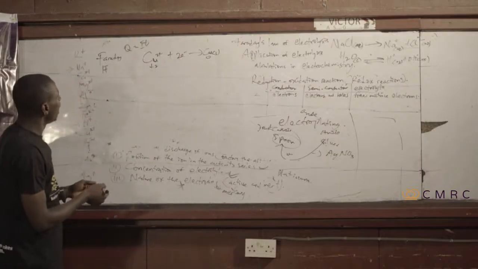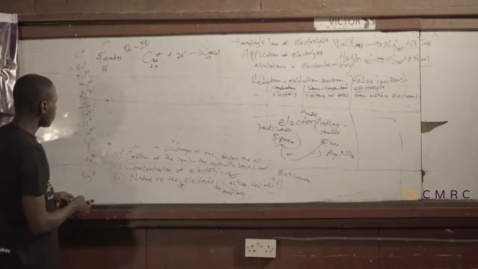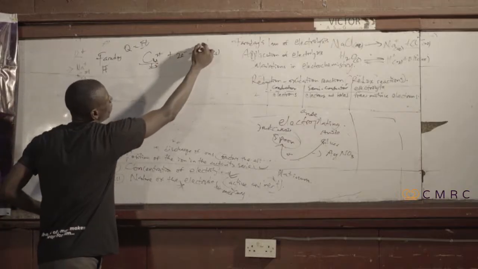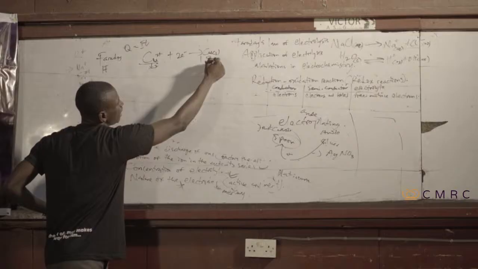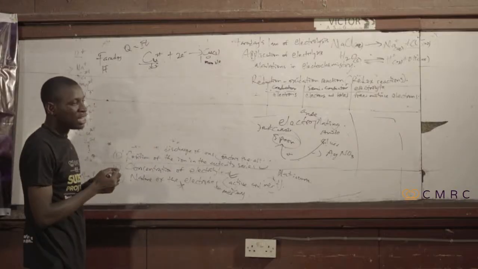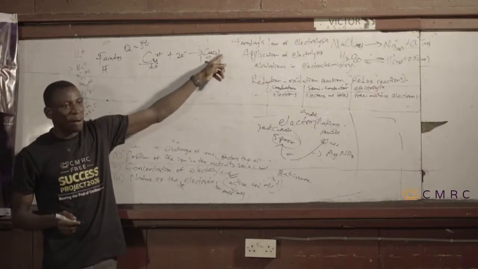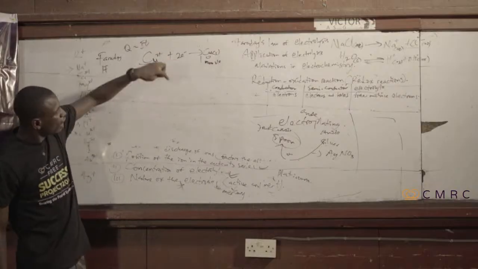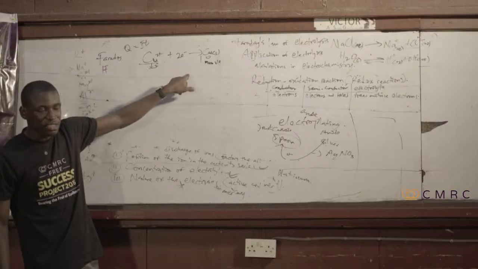Now, what will happen here is that if you look at this, 1 mole of the metal is being deposited. Now, to deposit 1 mole of copper, how many electrons are being gained? 2. So, copper ion gains 2 electrons to deposit 1 mole of copper.